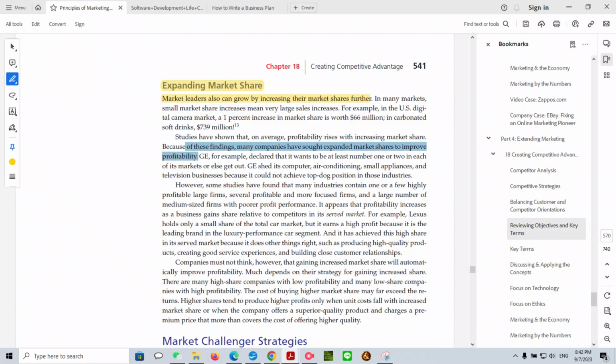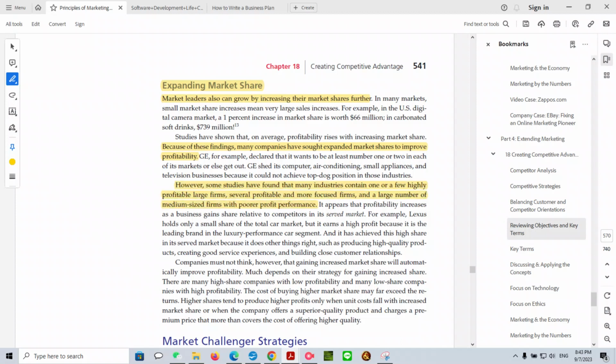GE, for example, declared that it wanted to be number one or two in each of its markets, or else get out. GE shed the computer, air conditioning, small appliances, and television businesses because it could not achieve top dog position in those industries. However, some studies have found that many industries contain one or a few highly profitable large firms, several profitable and more focused firms, and a large number of medium-sized firms with poor profit performance.